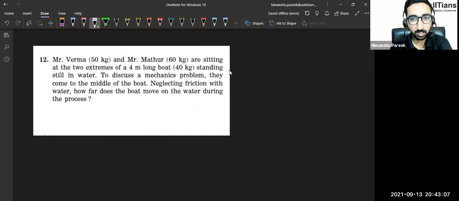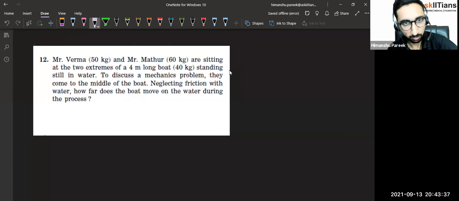To discuss a mechanics problem, they come to the middle of the boat. Means both will start moving, of course. Mr. Verma will move towards Mr. Mathur. Mr. Mathur will move towards Mr. Verma. And finally, where they meet? At the center. Neglecting any kind of friction with water, how far does the boat move on the water during this process?